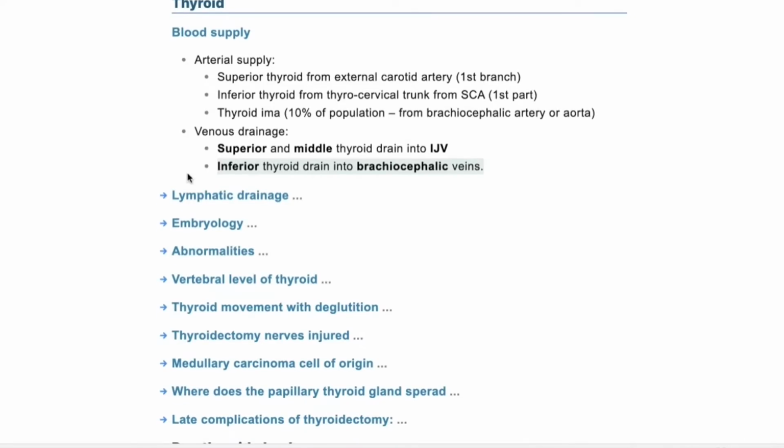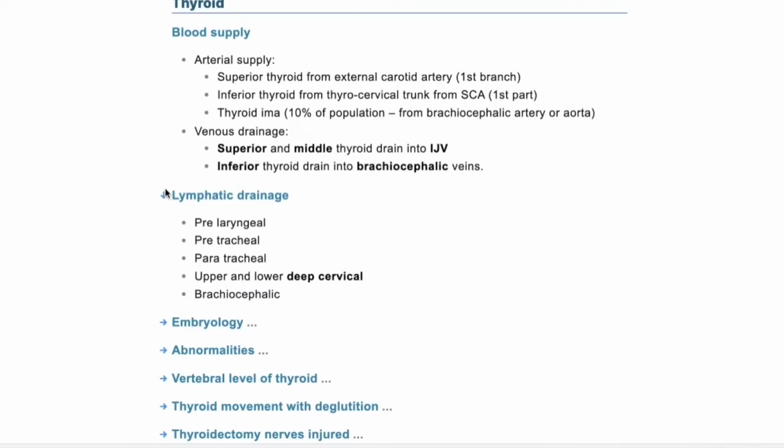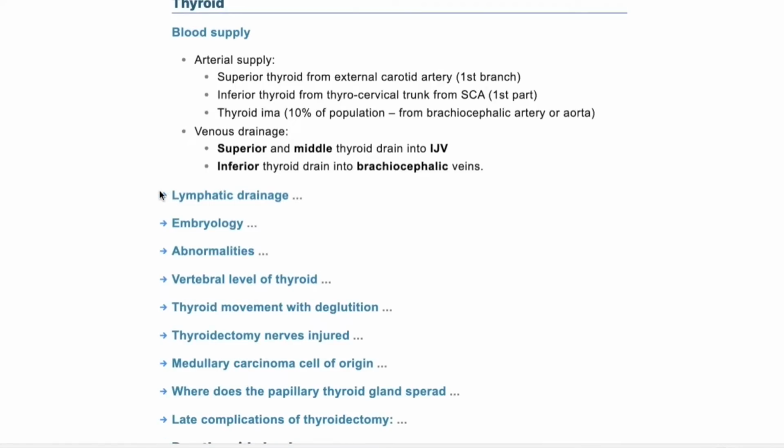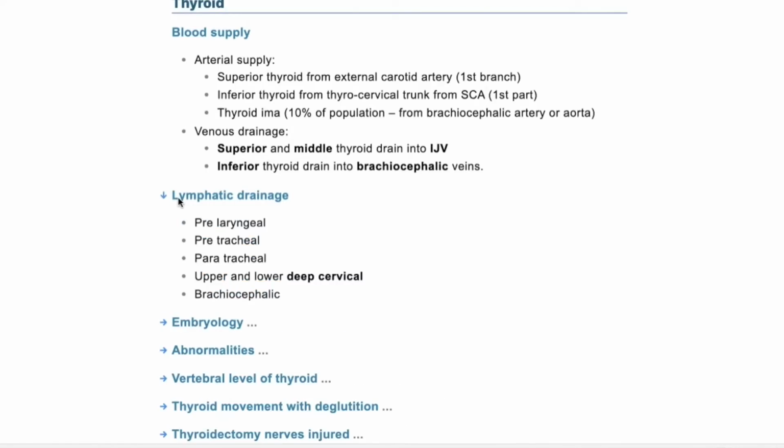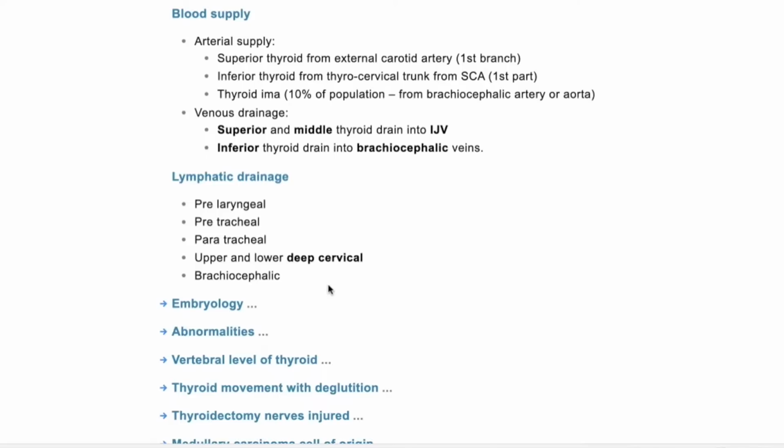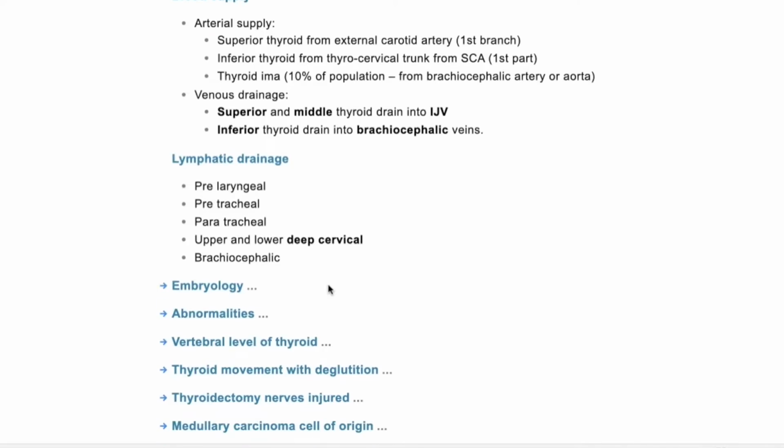Yes, the lymphatic drainage of the thyroid gland is into the pretracheal, prelaryngeal, and paratracheal lymph nodes, while it is also drained into the upper and the middle deep cervical lymph nodes as well, and the brachiocephalic lymph nodes as well. Okay, well done. Can you tell me the embryology of the thyroid gland?